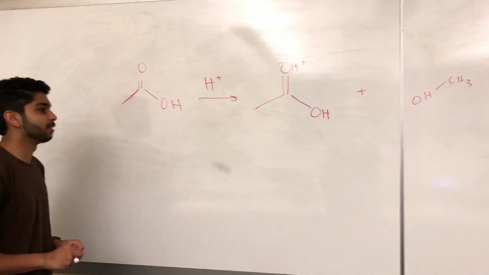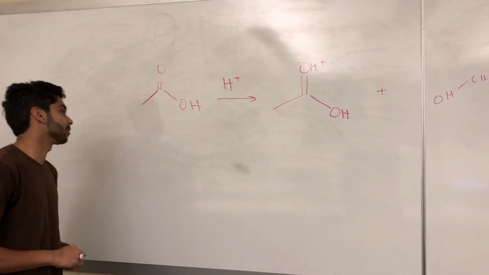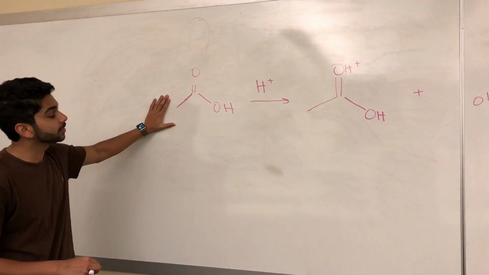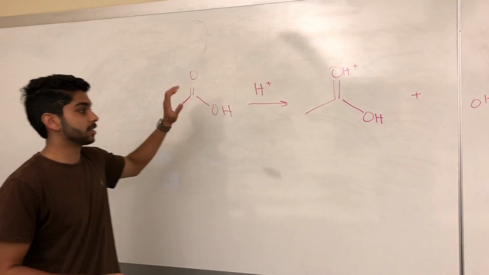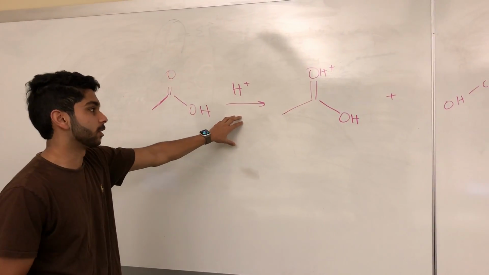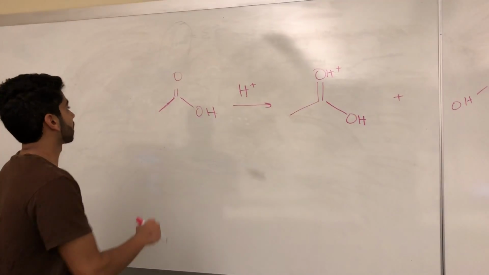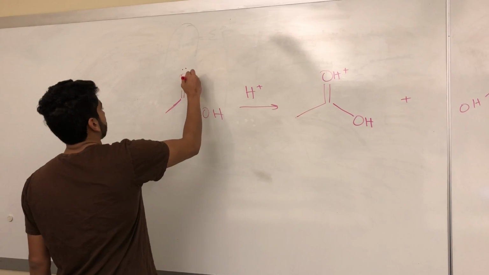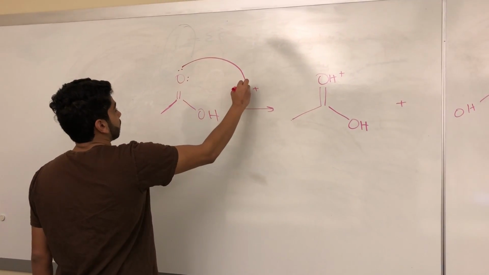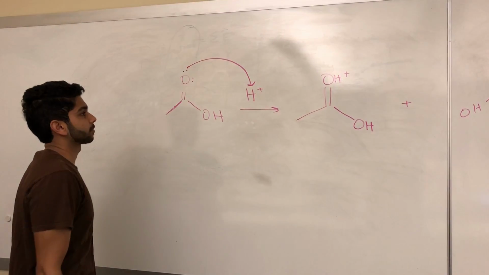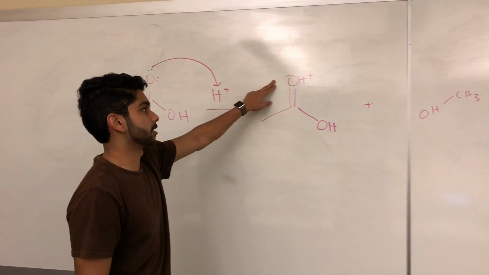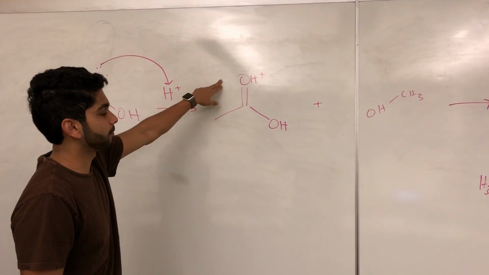Today we have the mechanism of a Fischer Esterification, and we're starting off with a carboxylic acid, and it needs to be in the presence of some kind of acid like sulfuric acid. So the first step of this mechanism is the lone pair on the oxygen comes and picks up this proton. And then you can see that this is positively charged on the top now.